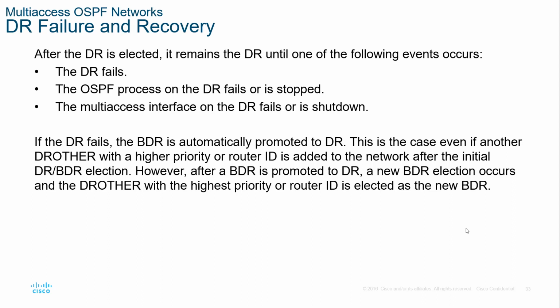Again, however, after the BDR is promoted to a DR, a new BDR will be elected, and the router with the highest priority or ID will be elected as that new BDR. So if the original DR that failed does come back online, it does not take its DR status back unless a new election is forced.